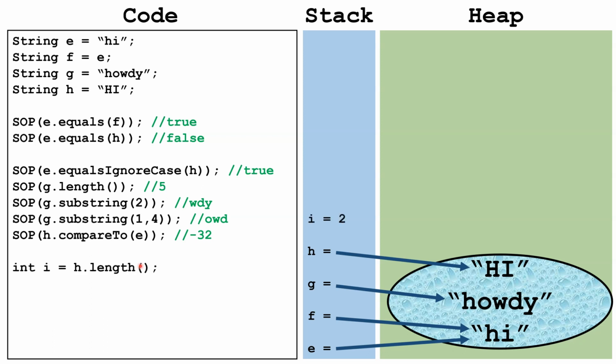Finally, let's look at a couple of examples of how we might use these methods. Here, I'm taking the length of the string h is pointing at, and I'm storing it in an int value i. Here, we are checking if e, which is currently pointing at the string hi, equals the string literal hi. In this case, if this returns true, we are going to have it print out e equals hi to the console.